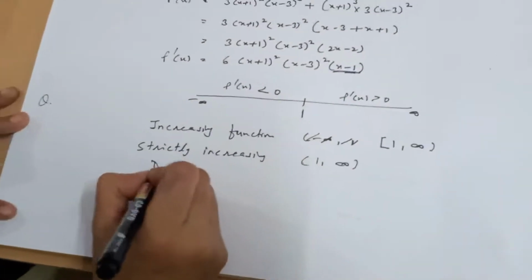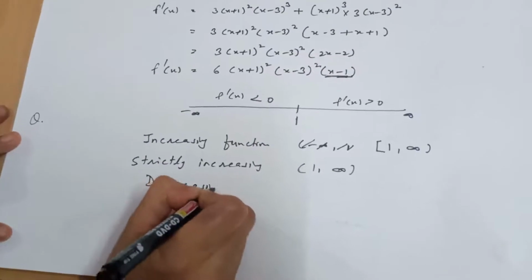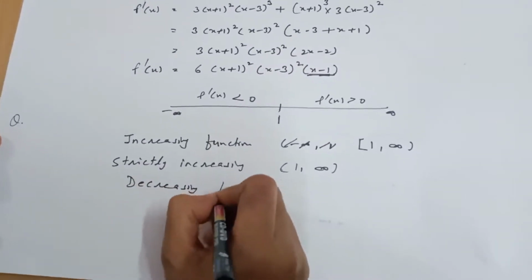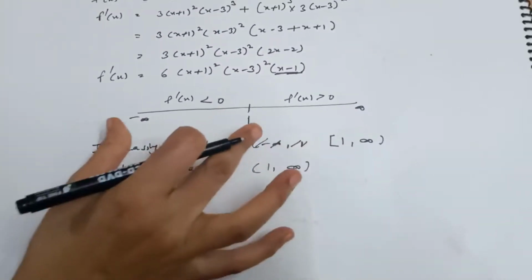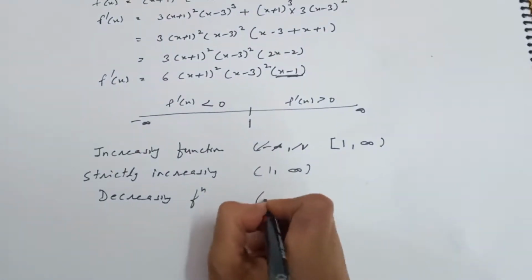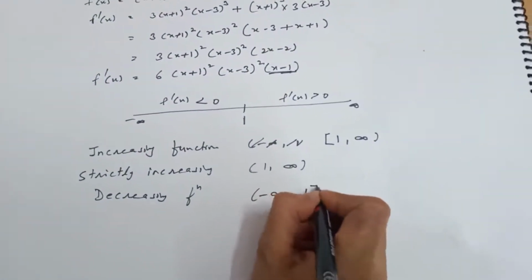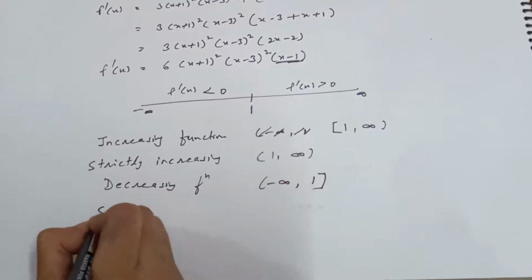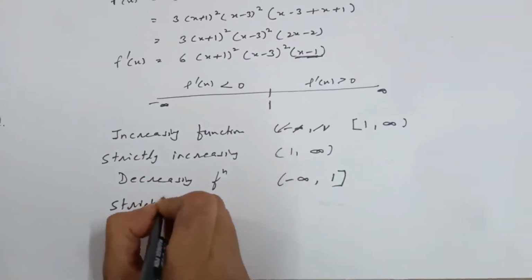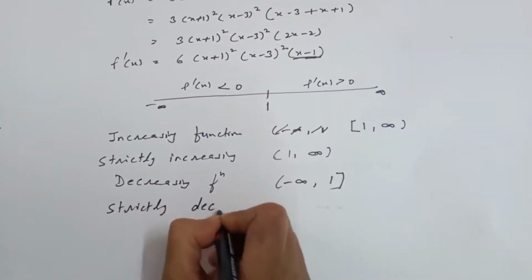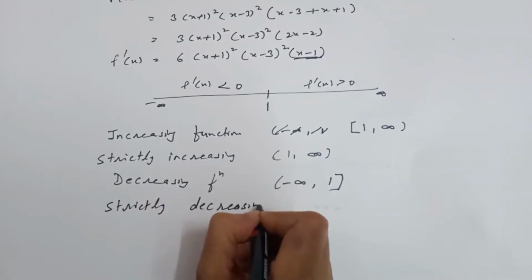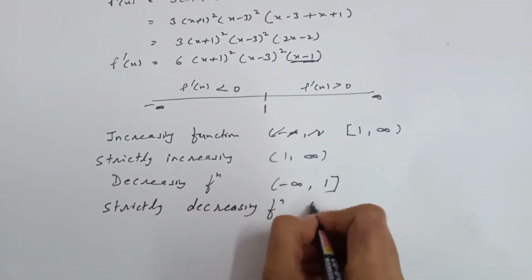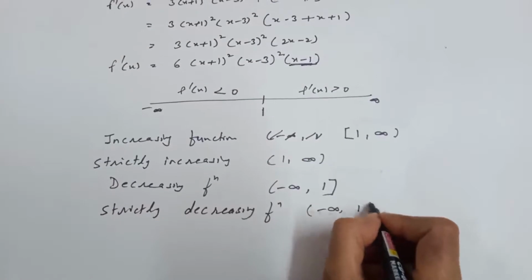And if it is your decreasing function, only decreasing, then which one will I be using? Decreasing is minus infinity to 1. So minus infinity to 1, but which interval? Closed interval. But if it is strictly decreasing function, then I will be using what? Minus infinity to 1, open. That is okay.